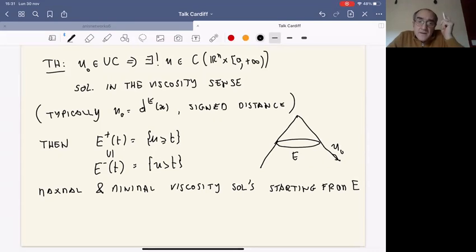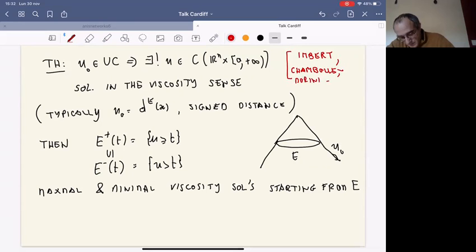Okay, so the viscosity, first of all, let me just tell you who proved this result. It was proved by Cyril Imbert in the case of the fractional operator, when K is that operator, and in general by Chambolle, Morini, and Ponsiglione.